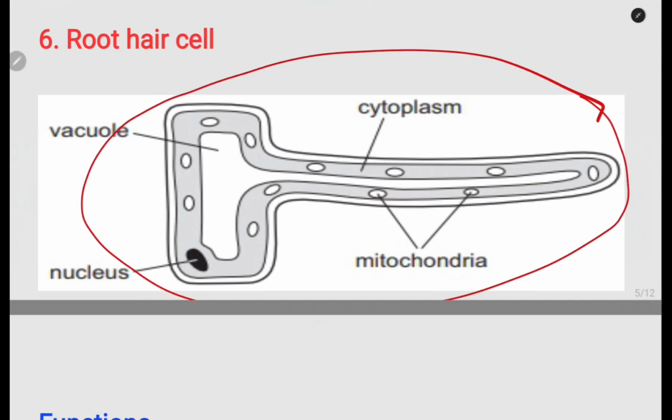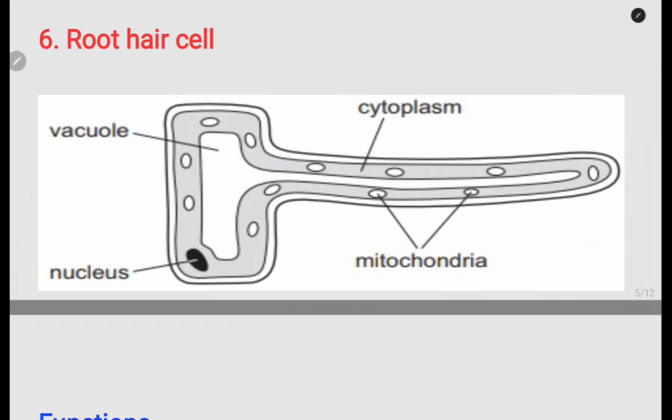Now, some of you mistake this one for the sperm cell. Look at them carefully and you're going to see the difference. This is the root hair cell. And what are the parts? We have the cytoplasm, which is this part. And we have the mitochondria. These are not chloroplasts, so there are no chloroplasts in root hair cell, as these are found at the end of the root and no photosynthesis occurs there. So mitochondria, we have the nucleus, we have the vacuole. These are some of the parts of the root hair cell.